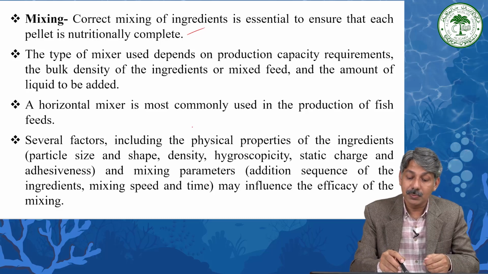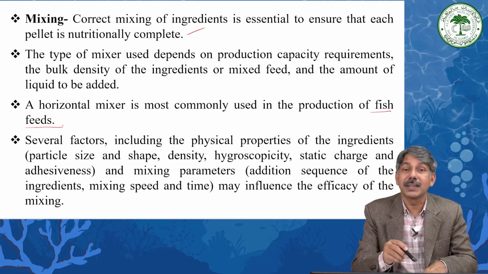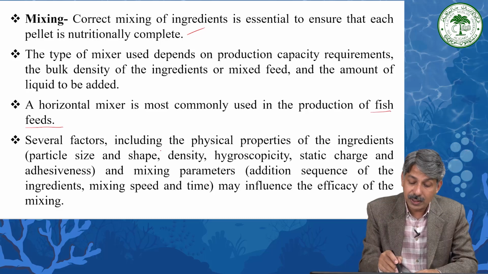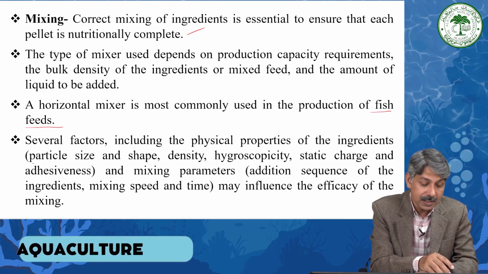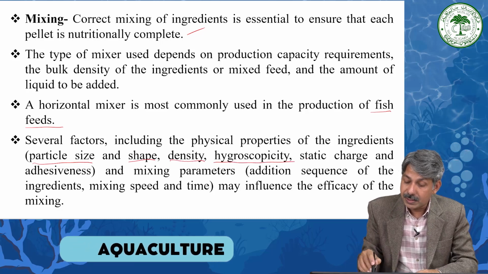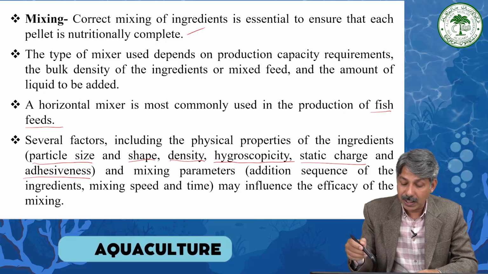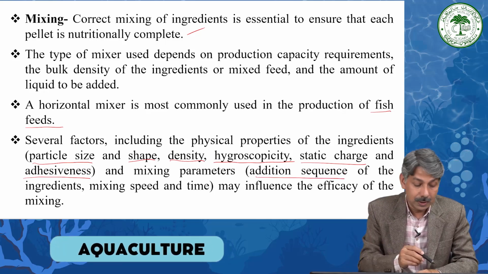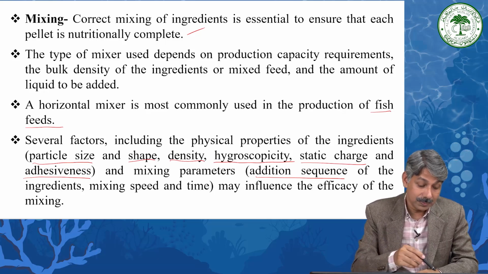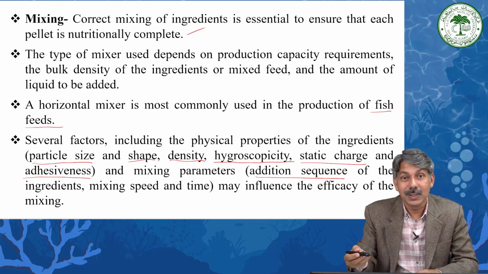A horizontal mixer is most commonly used in the production of fish feeds. Horizontal mixer we usually use in case of fish feed production. Several factors, including the physical properties of the ingredients, particle size, shape, density, hygroscopicity, static charge, and adhesiveness are considered, and mixing parameters like addition sequence of the ingredients also matter a lot, what you are adding when.